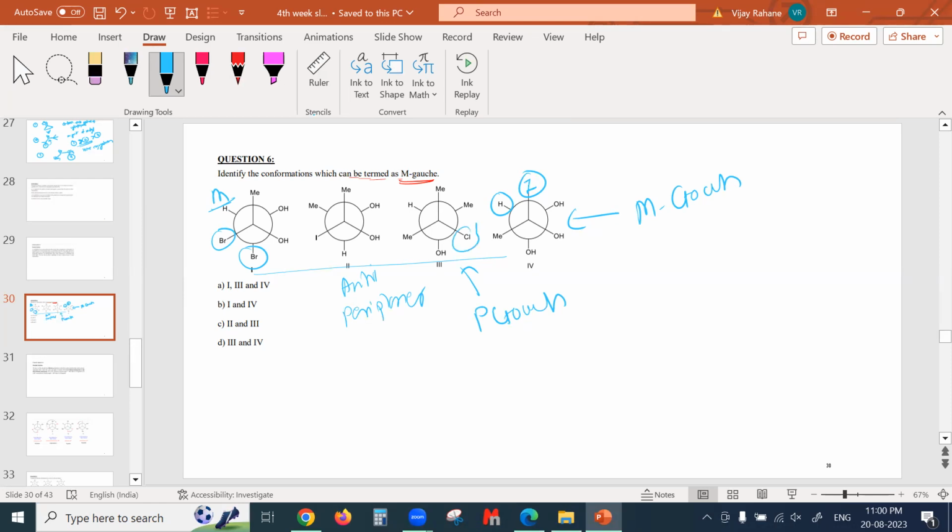Here it is chlorine and hydroxy, they are gauche to each other. In this one they have labeled it a P gauge. And here you can see the iodo and hydrogen, hydroxy, anti. So this is anti-periplanar, and this is a little complicated, some kind of mugging-type nomenclature, the terms. So I will just directly go for options 1 and 4. This option is the correct option.